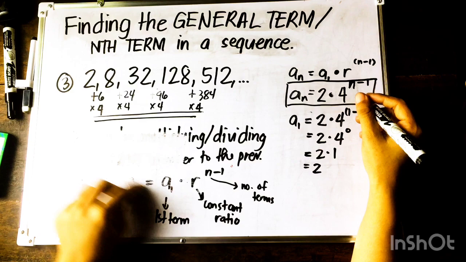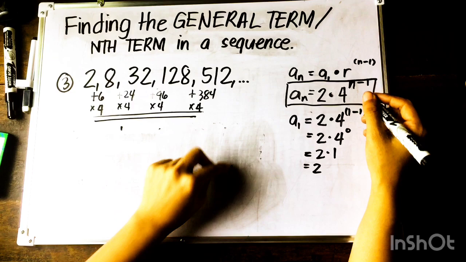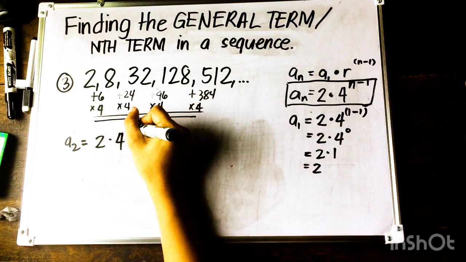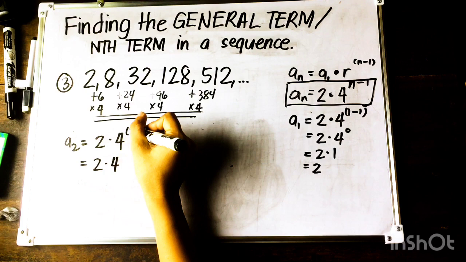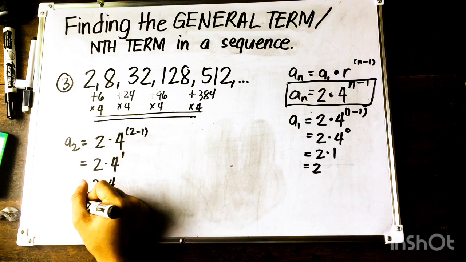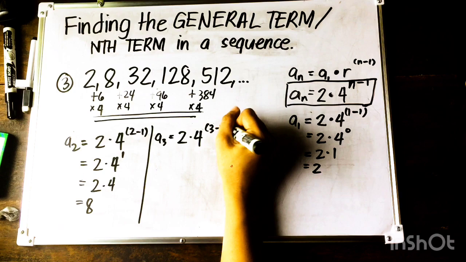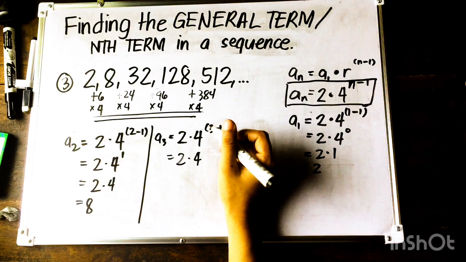Next, allow me to erase this. Oops. Ito na lang. So, for a sub 2, ano nga ulit yung n natin for a sub 2? That is 2. Okay? So, 2 times 4, n minus 1, so 2 minus 1. So that is 2 times 4, 2 minus 1 is 1. So 2 times 4 raised to 1 is just 4. So that is 8. So still the same. Next, a sub 3. 2 times 4 raised to, our n is 3. So 3 minus 1. Again, dito lang tayo nagbe-base. So 2 times 4, 3 minus 1 is 2. Okay? So 2 times 4 squared is 16. So that is 32.